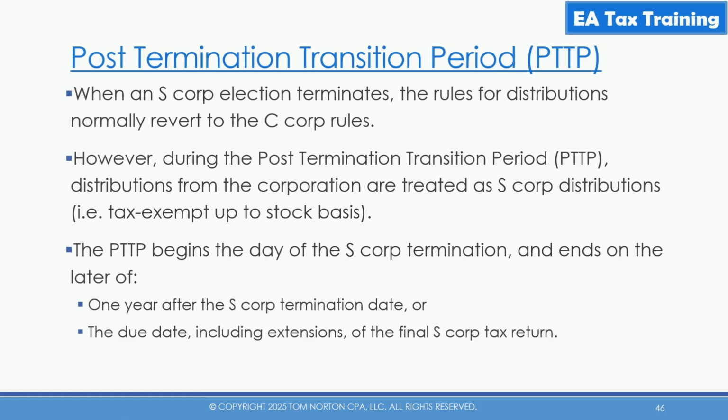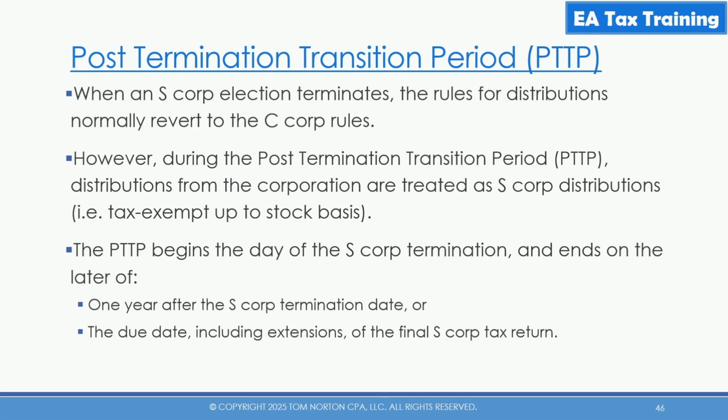Post-termination transition period. When an S Corp election terminates, the rules for distributions normally revert to the C Corp rules. So you were an S Corp, you either revoked it or it terminated for one of those other reasons that we talked about. So you're no longer an S Corp. So now if you make distributions, technically you are a C corporation. So any distributions would be treated normally as a C Corp distribution, which of course means they would be taxable.